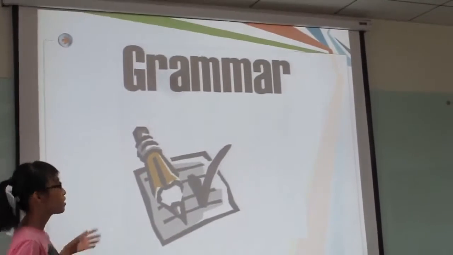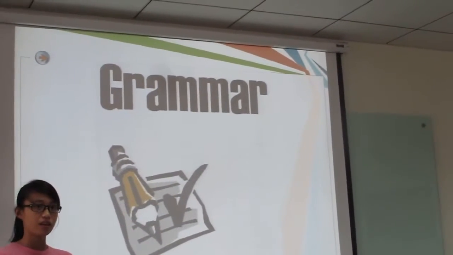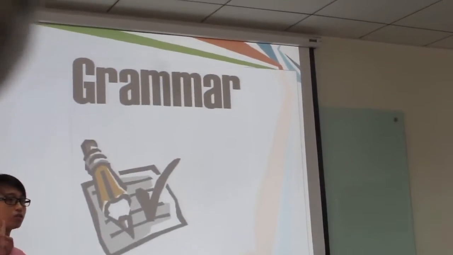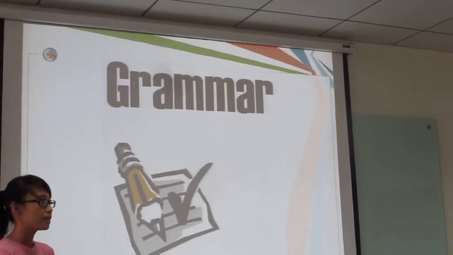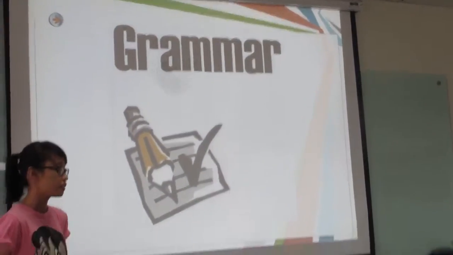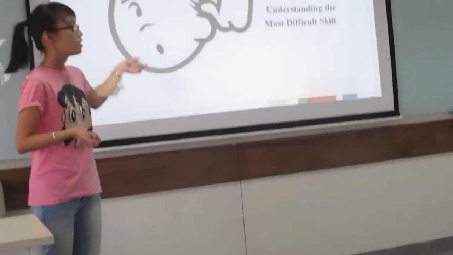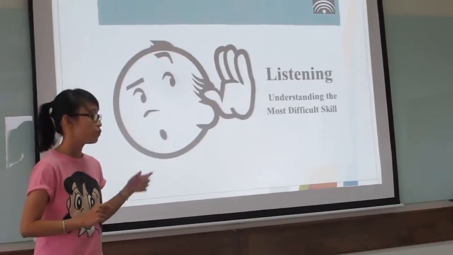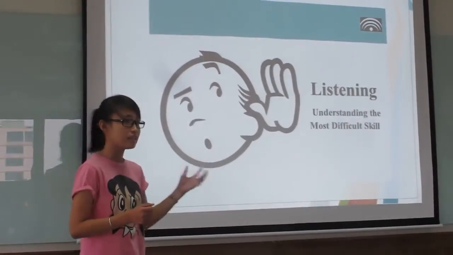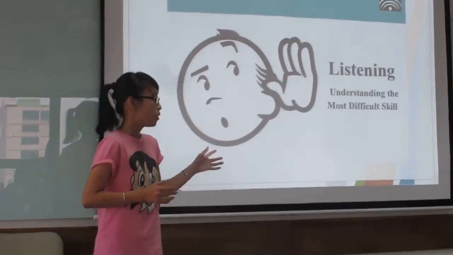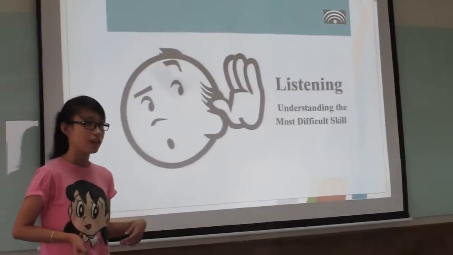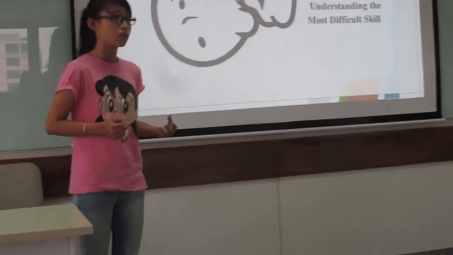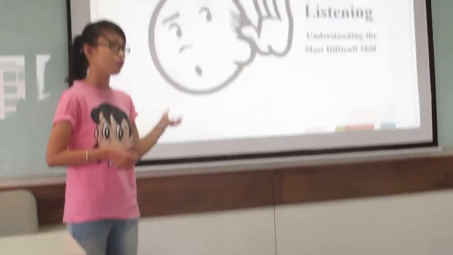Next, that is the grammar. You know that in Vietnam, we have three tenses, but in English, we have a lot of tenses such as past, simple, perfect, etc. And next, that is listening. Vietnamese have to face a lot of difficulty when they listen to the foreigners. I mean that they couldn't understand the whole percent of what listeners are saying. So this is the most difficult skill that Vietnamese students have to face.